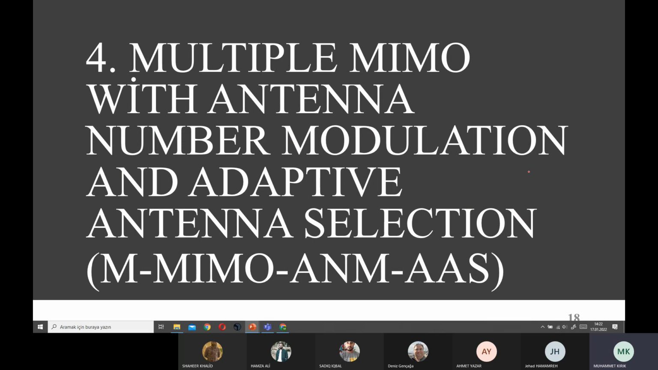So this was our first research, and after that we wanted to take our research further and increase the number of the antennas and turn them into a different concept. We tried to add a third dimension in our system by using the antenna number blocks. So for this reason, we came up with this research, the multiple MIMO with the antenna number modulation and the adaptive antenna selection. And now I will talk a little bit about this and we will move on.